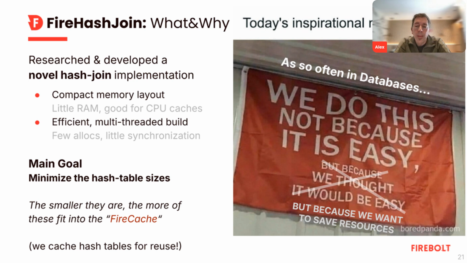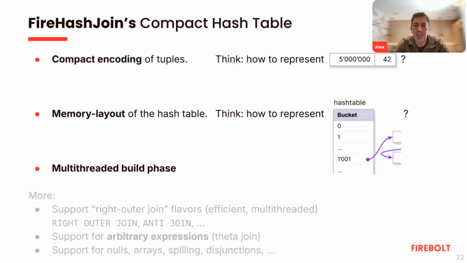We were also, as a secondary goal, looking to have a very efficient and fast multi-threaded build phase where the threads wouldn't step on each other's toes, in a sense, while building that. But again, main goal really to minimize the hash table sizes. Why is that? Essentially, the smaller these hash tables are, the more of these fit into our so-called fire cache. This is an in-memory cache that we have where we store any hash tables that we build. So if a similar query comes later that has the same join, we can just reuse that hash table instead of building it again. So with this fire cache, we can skip the build phase altogether. And obviously, the smaller these hash tables are, the more we can fit into that cache. So that's the main motivation.